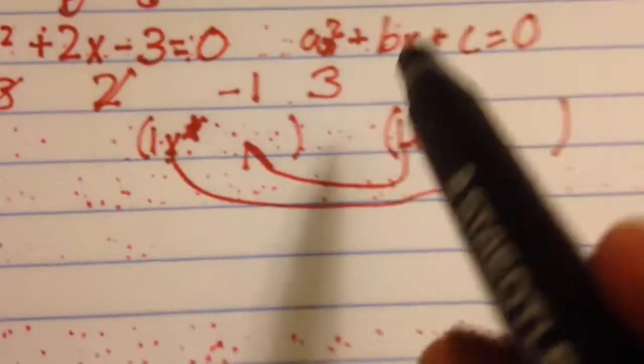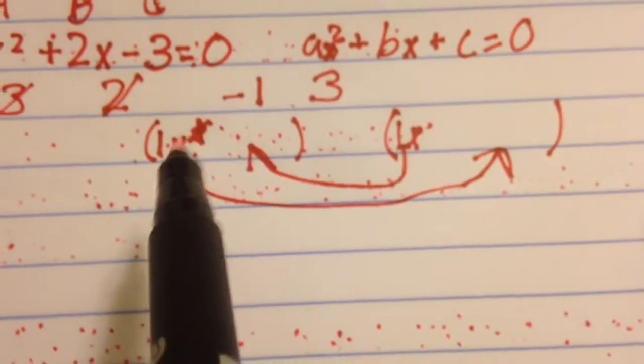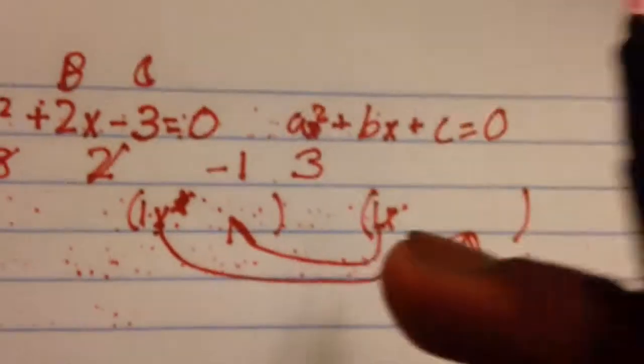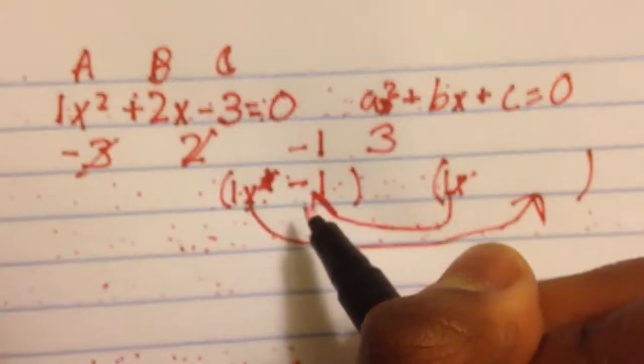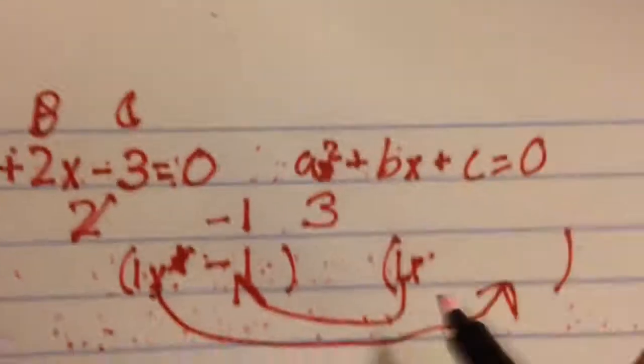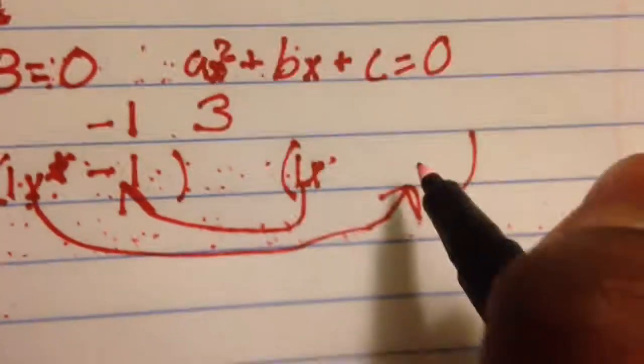So then, after that, you'll be like, 1 times what gets me -1? And you'd be like, oh snap, -1. Then you'd ask, 1 times what gets me 3? And you'd be like, oh wait, +3.